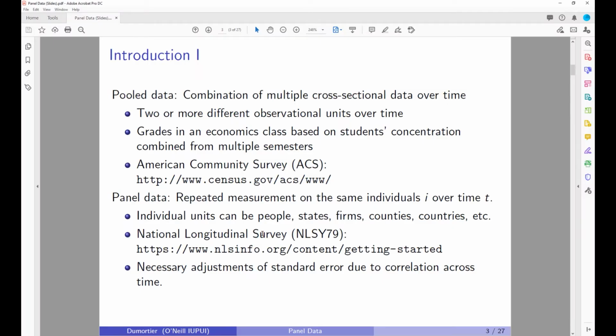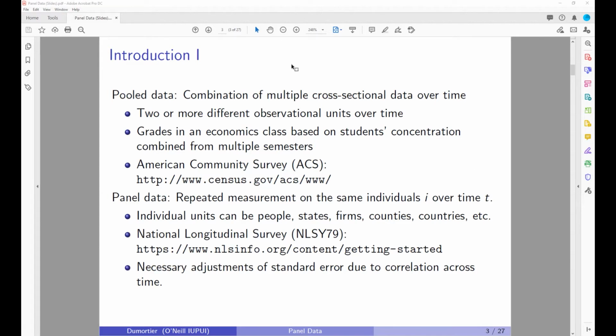Now there are two types of data when we are combining cross-sectional data with a time component. What I presented before is the second type, a true panel data set. However, you can also have what is called pooled data, where you have a combination of multiple cross-sectional data sets over time. So, for example, you all remember the data set that I'm using in class, the General Social Survey, GSS. As you remember, the data is collected over multiple years.